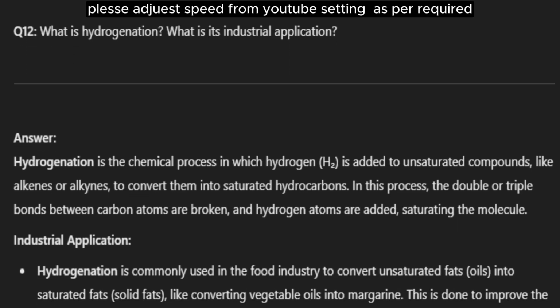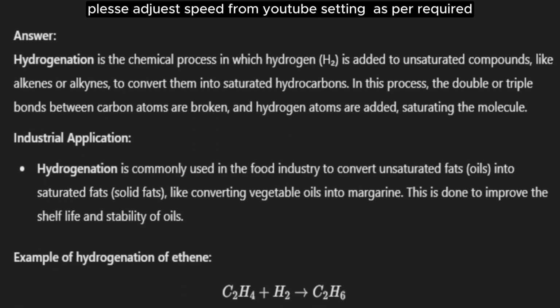Q12. What is hydrogenation? What is its industrial application? Answer. Hydrogenation is the chemical process in which hydrogen, H2, is added to unsaturated compounds, like alkenes or alkynes, to convert them into saturated hydrocarbons. In this process, the double or triple bonds between carbon atoms are broken, and hydrogen atoms are added, saturating the molecule. Industrial application. Hydrogenation is commonly used in the food industry to convert unsaturated fats, oils, into saturated fats, solid fats, like converting vegetable oils into margarine. This is done to improve the shelf life and stability of oils.